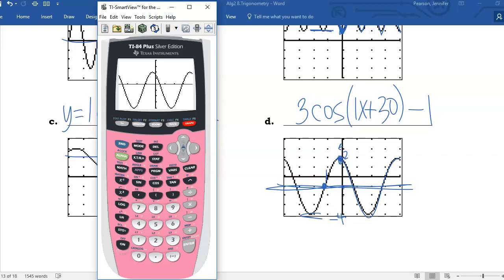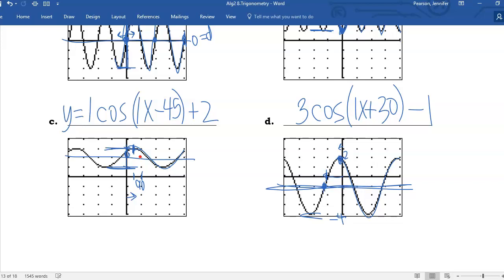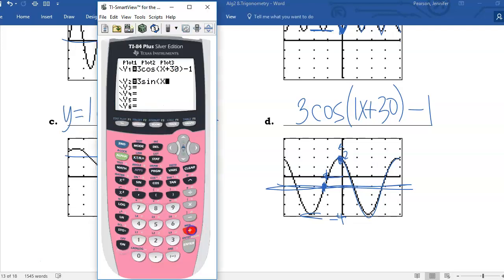It's beautiful. And so just to reiterate, I chose cosine and made it work. I could have chosen sine instead. 3 sine. That's not what I wanted. Delete. That's what I wanted. 3 sine, 1 cycle, but I could have gone to this point instead. So let's say 120, because it would have been 90 plus 30 more, 120, so 3 sine x plus 120 minus 1.